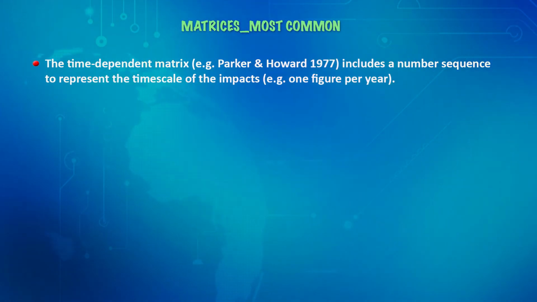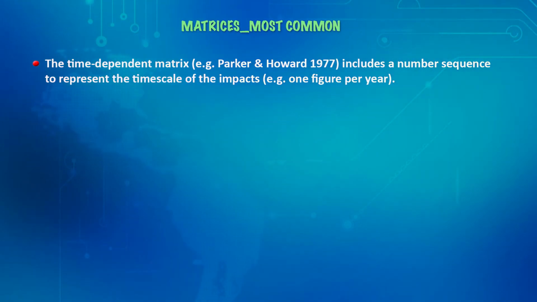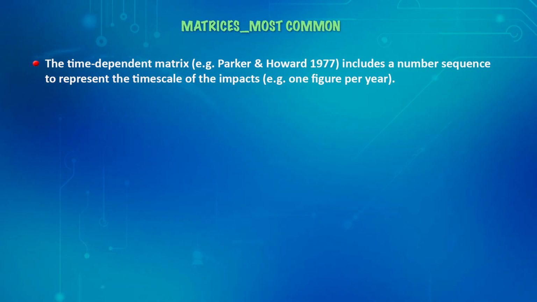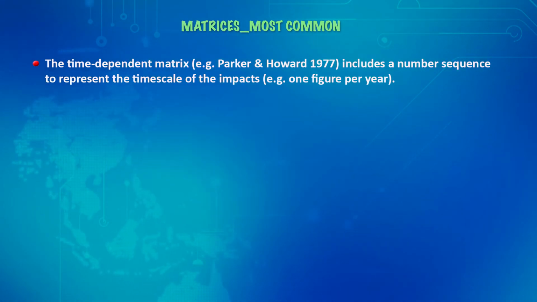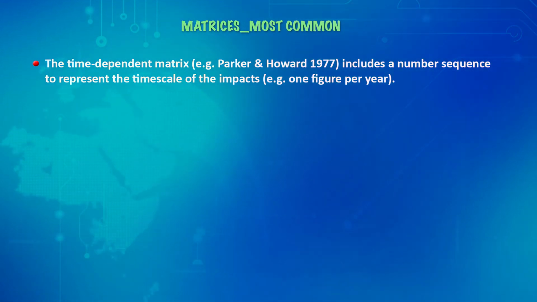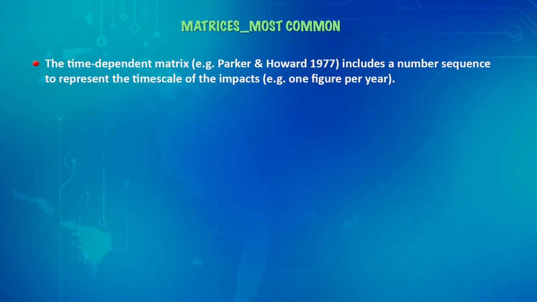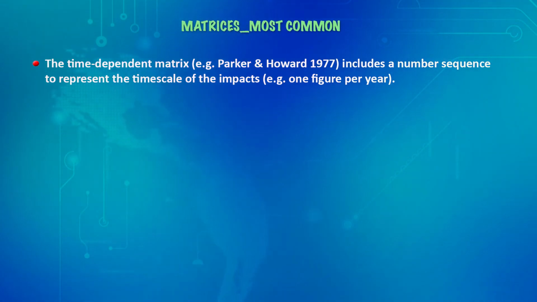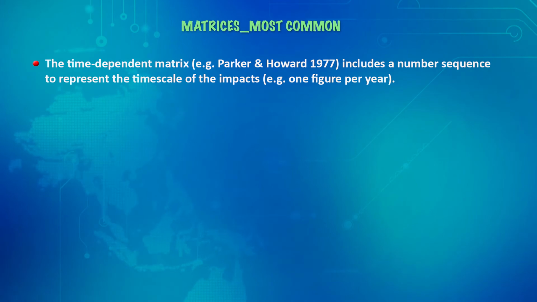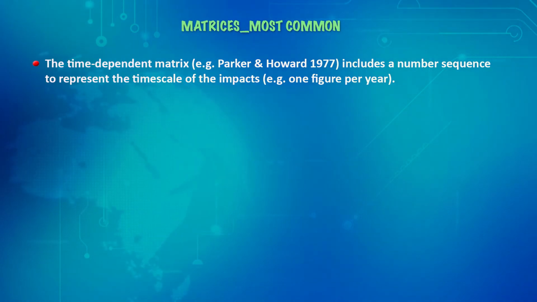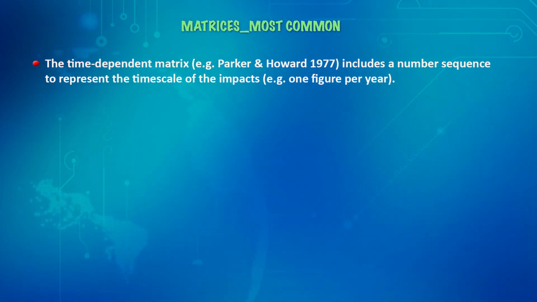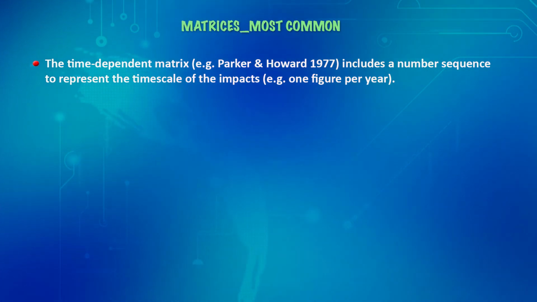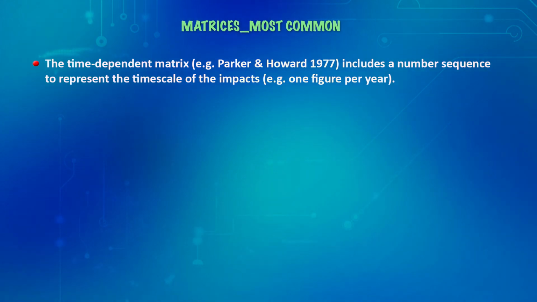The next one is the time dependent matrix, which is a fascinating one because it includes the time scale of the impacts also. We will find the timeline, for example, each and every year what kind of impact there will be. It is a modification and definitely better than the previous ones. This is about the time dependent matrix.